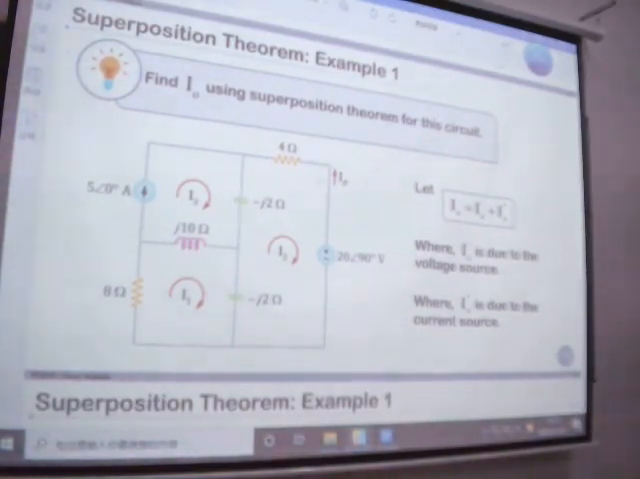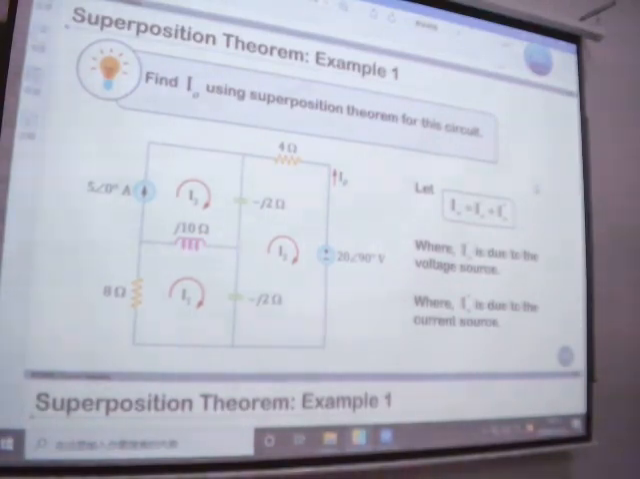Find out I0, using the superposition theorem for this circuit. Look at the circuit. These sources are not at the same angular frequency, but we can still use superposition. We can treat each source individually and then calculate the superposition signal. For I0, we can use I0 prime and I0 double prime.